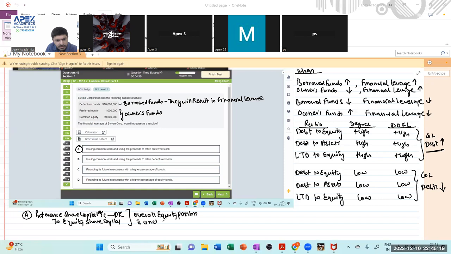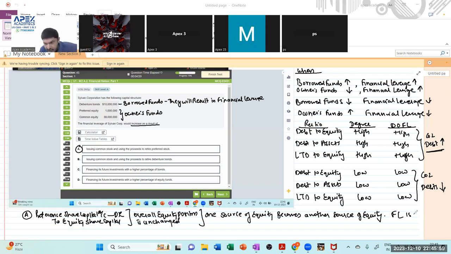My dear friends, please understand here, your overall equity position is unchanged. Why? Preference and equity are both a part of owners' funds, and one decreased and the other increased. It is as good as saying that short-term marketable securities are sold for cash. What is the impact on quick ratio? No impact. Cash is becoming cash. So one source of equity is changing itself into another source of equity. Agreed or disagreed? So financial leverage will not increase. Your financial leverage is unchanged.